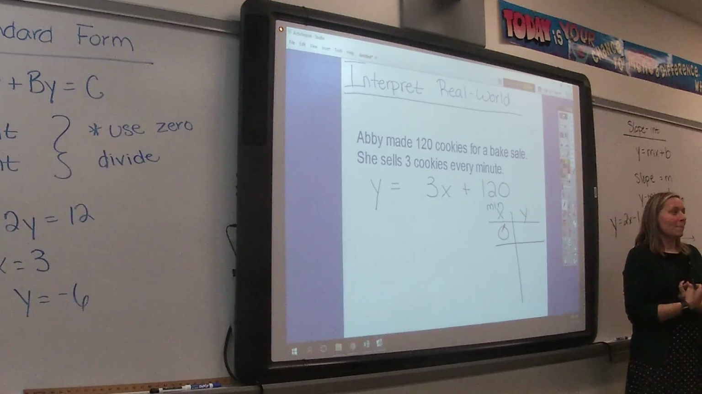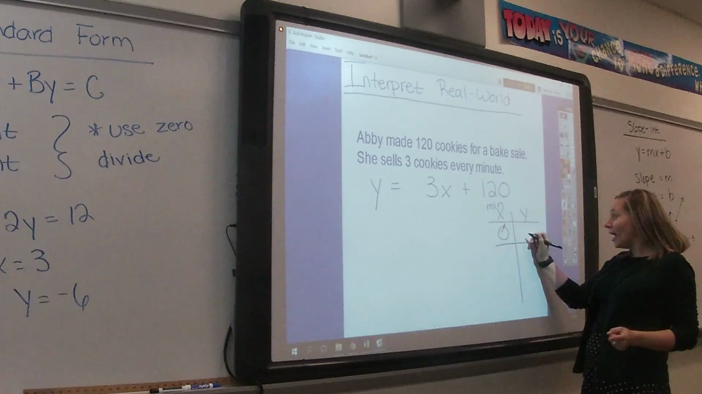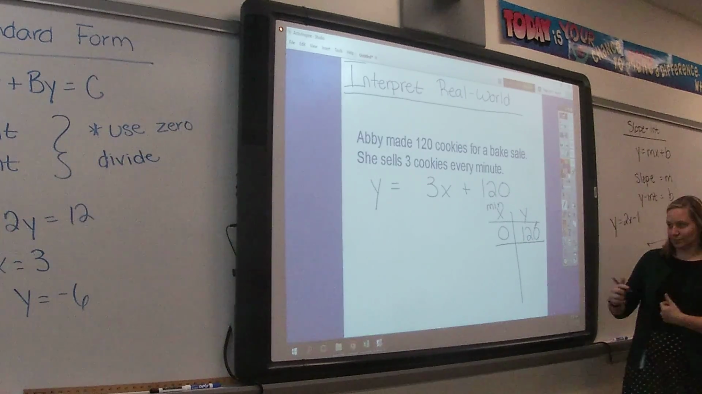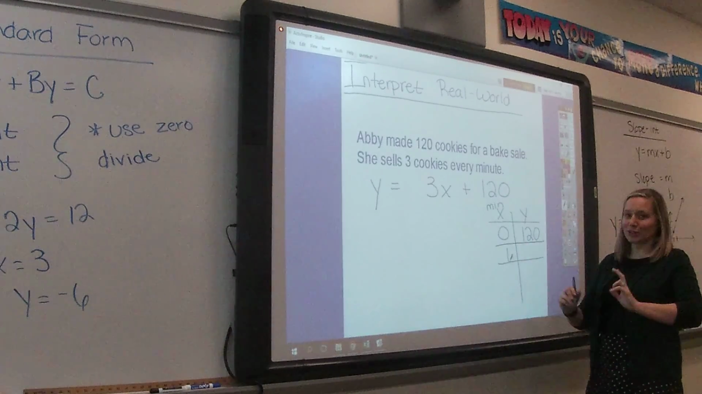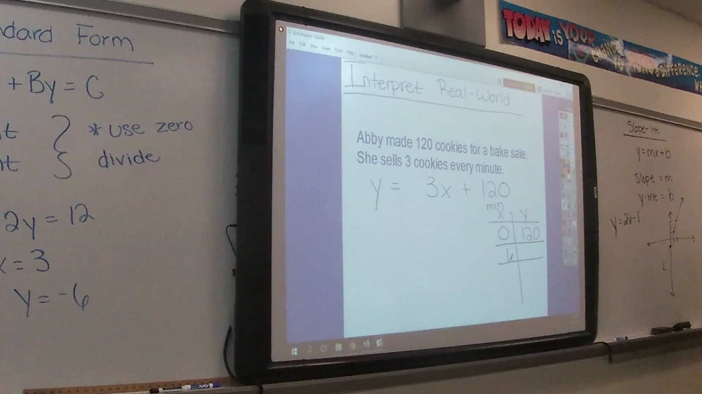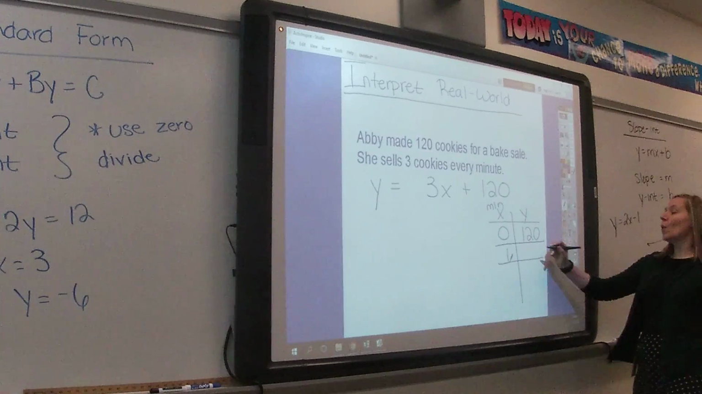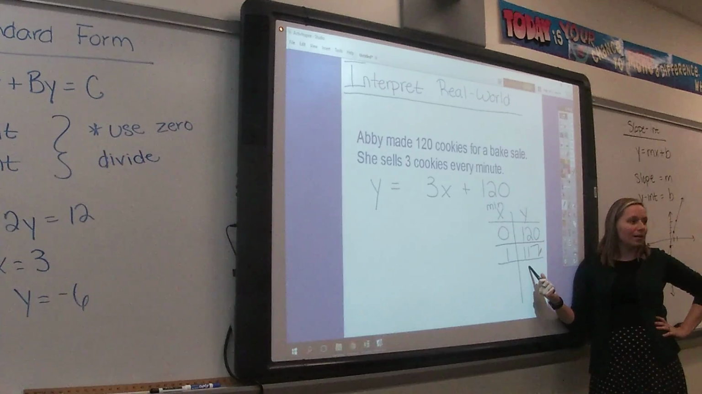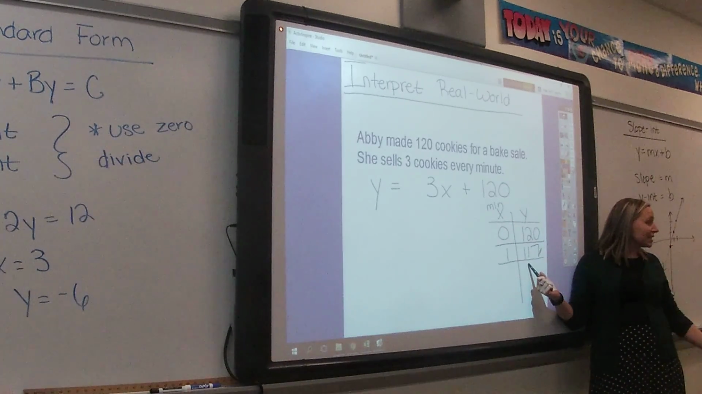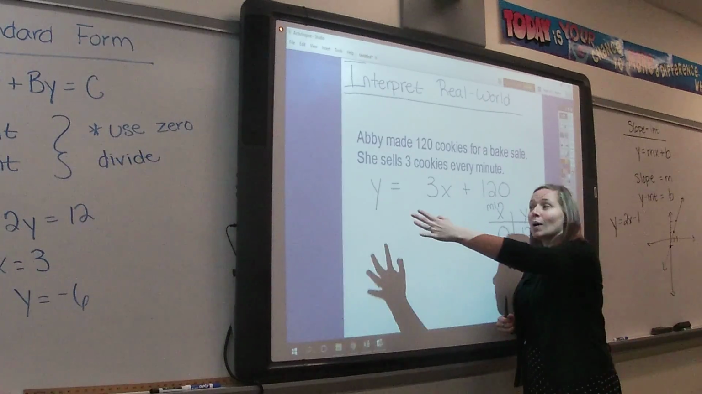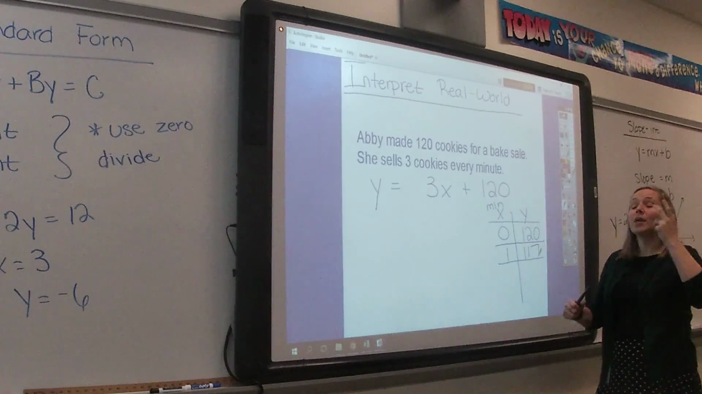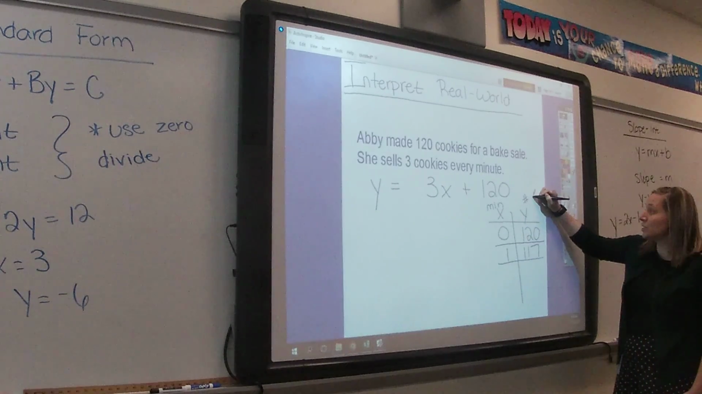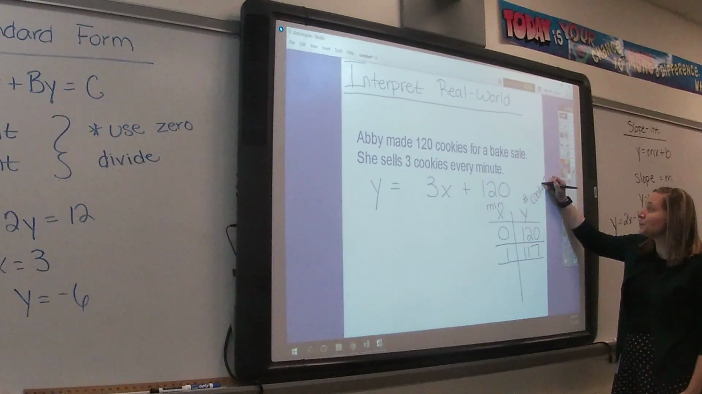She has 120 because she already baked them. Oh, okay, so there's a good statement. Now if I put 1 here, 117. So what is this 117 representing? How many cookies she has left? So what does y represent? The number of cookies she has at a given amount of time, right? So this is her number of cookies she has left.